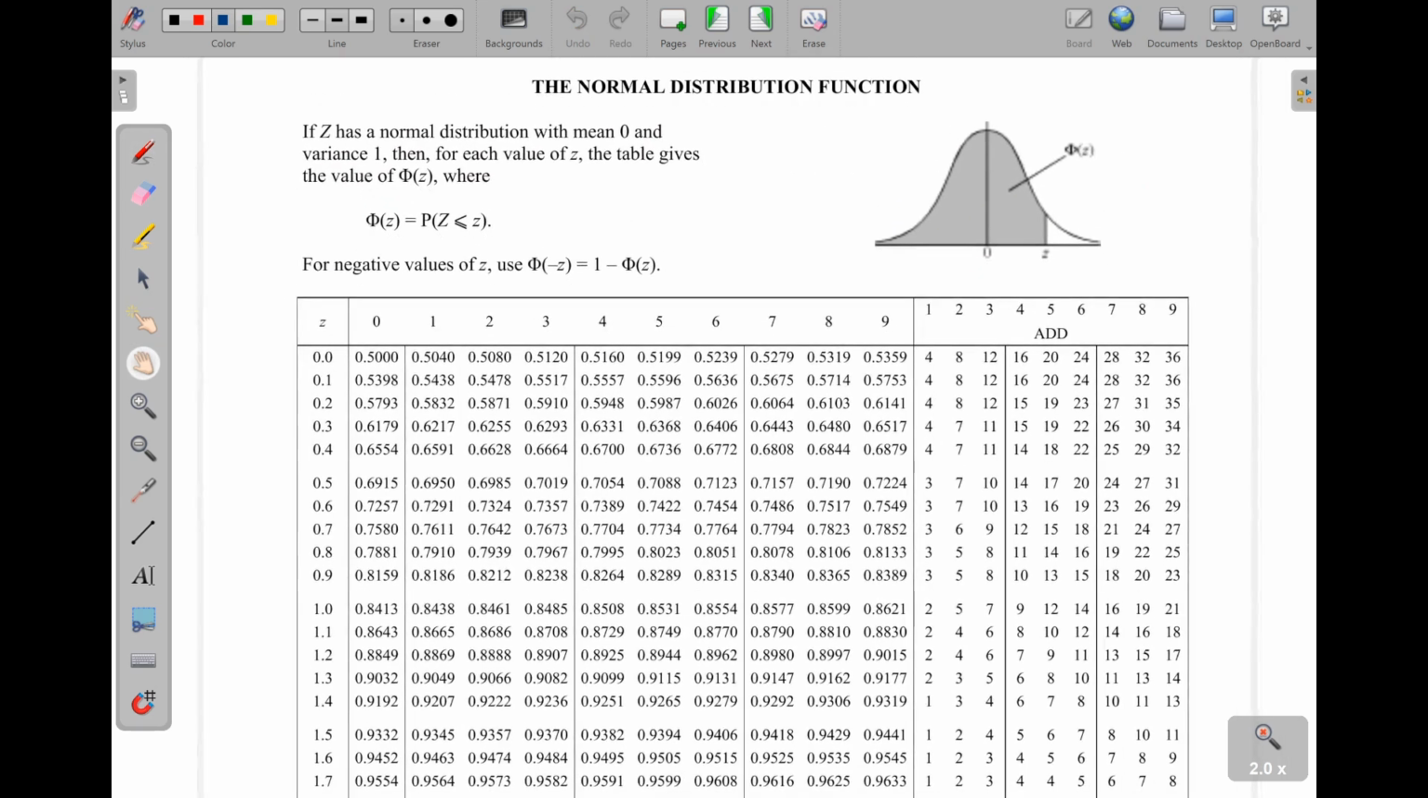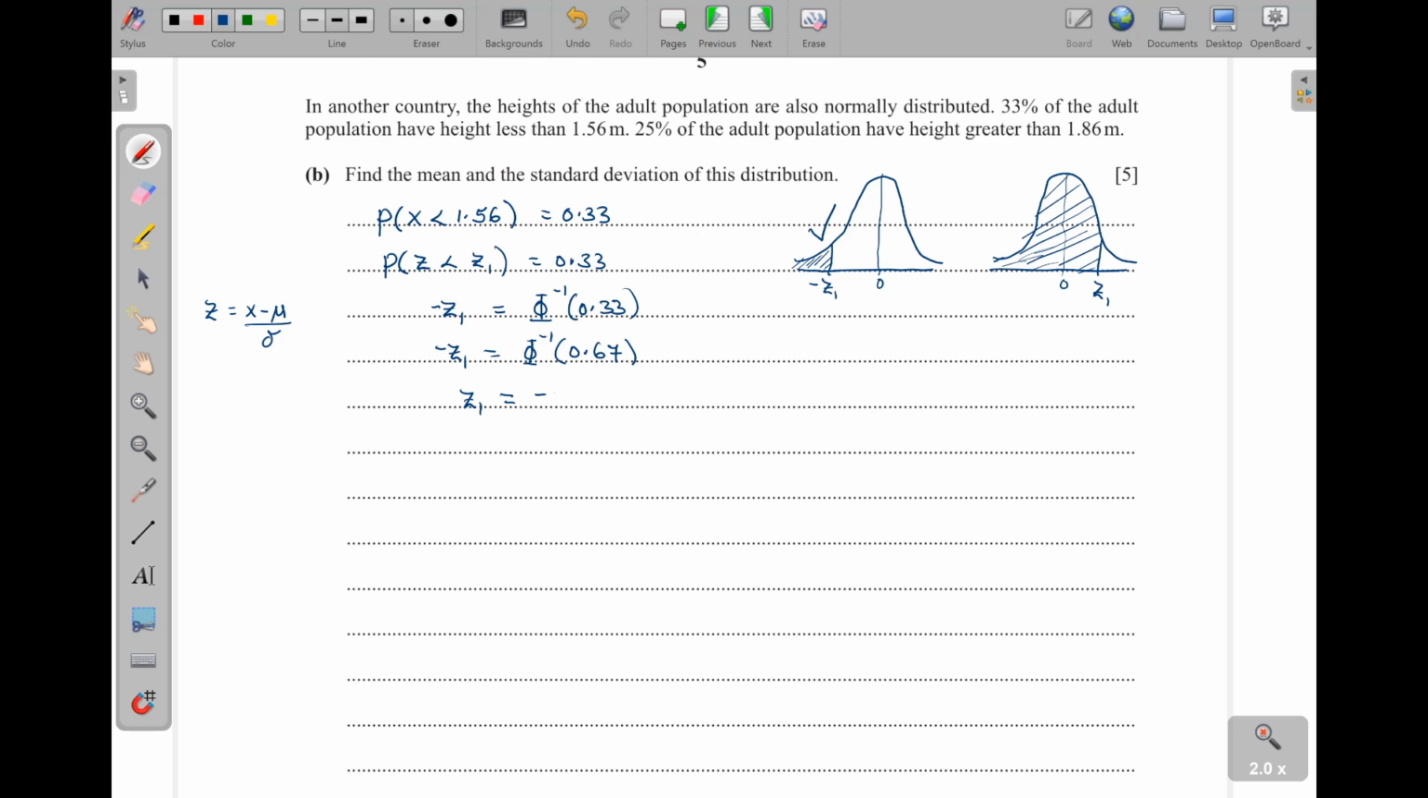Then I will go to the table and I find the z value from there. So what is the z value? So what I do, I come to this table and I look for 0.67. So 0.6s are here, 65, 655. It is actually there, 6700. So I pick this one here, 0.4, and then a 4 there. So it is 0.44. So I will have here negative 0.44. Remember, you can divide through by a negative, okay?